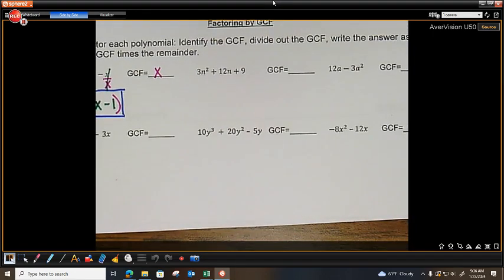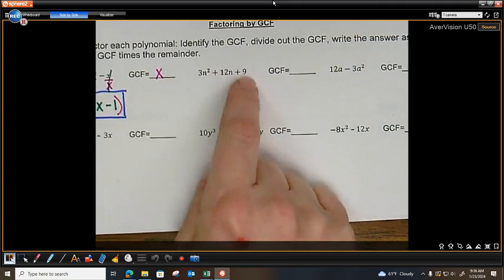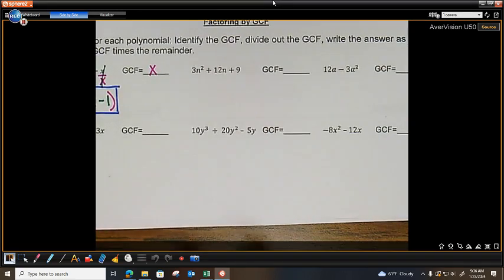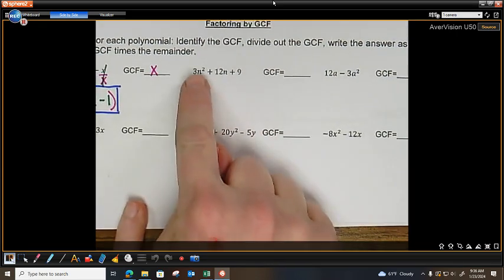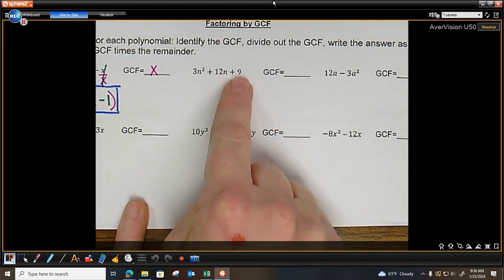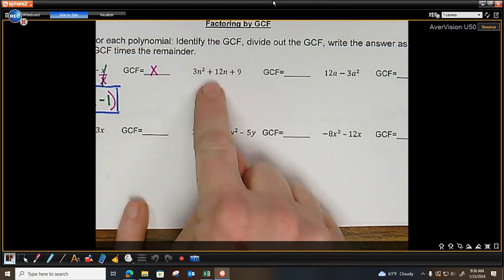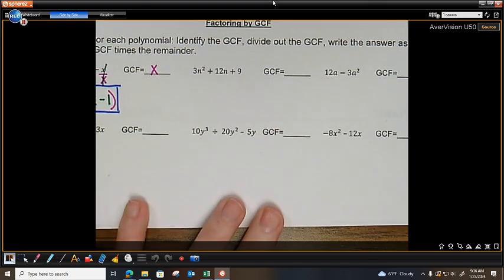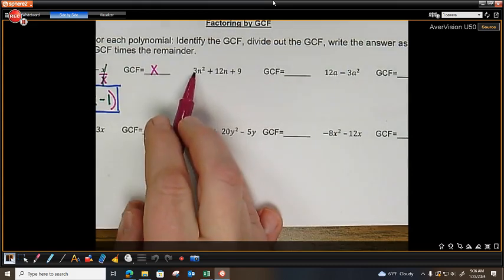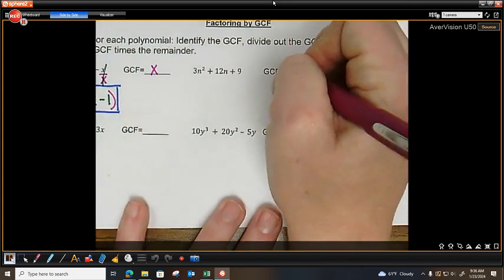Okay, next. I have 1, 2, 3 terms. In order to find a GCF of 3 terms, all 3 of the terms have to have the common factor. First, look at your numbers. 3, 12, and 9. Tell me a number that 3, 12, and 9 are all divisible by. 3. Is that the biggest number they're all divisible by? Yes, because think, what's the only factors of 3? 1 and 3. Okay, so if 3 is a GCF, that's good.